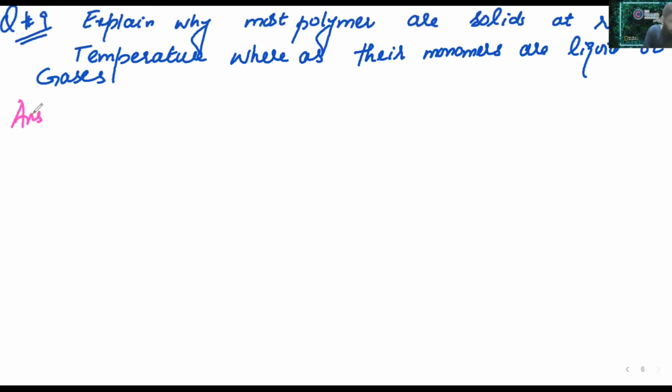The answer of this question is, a polymer has a large structure because it is made up of so many repeating monomer units. And when the structure is big, it has a huge force of attraction. And when there is a strong and huge force of attraction, then this substance is in solid form. Let me write this answer.